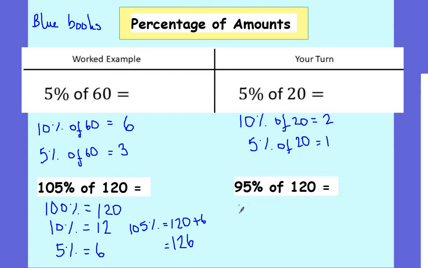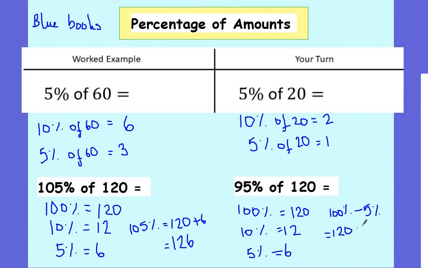This one was a bit trickier. 95% of 120. Well, I know that 100% is 120. That's nice and easy. I know that 10% is going to be 12. I know that 5% is going to be 6. So I can just do 100% take away 5%, which is 120 take away 6, which gives me 114.